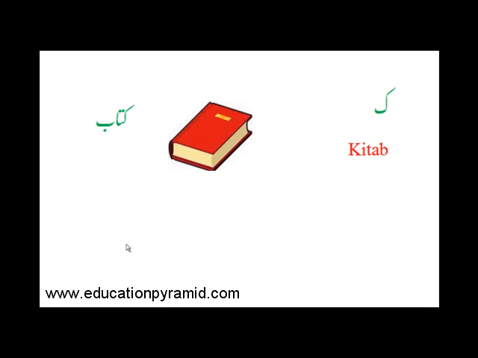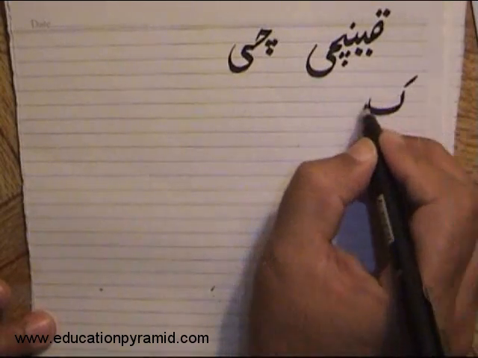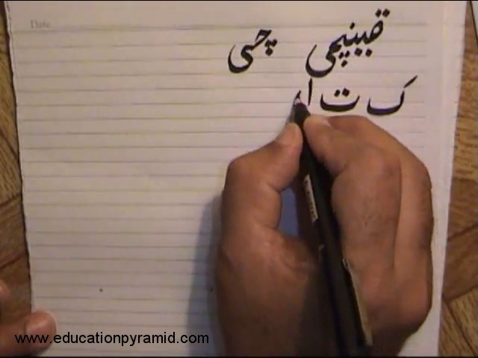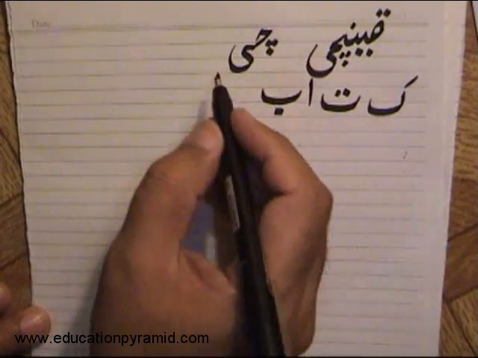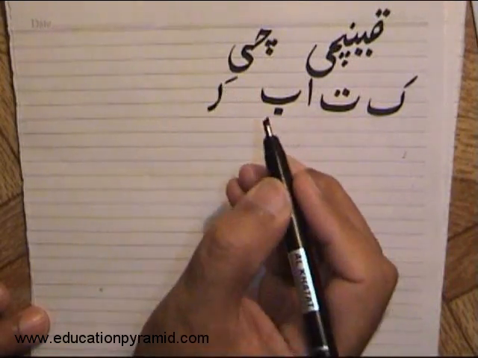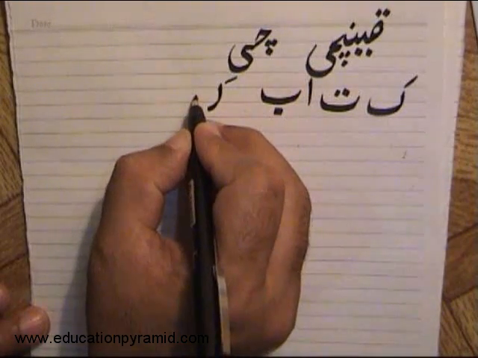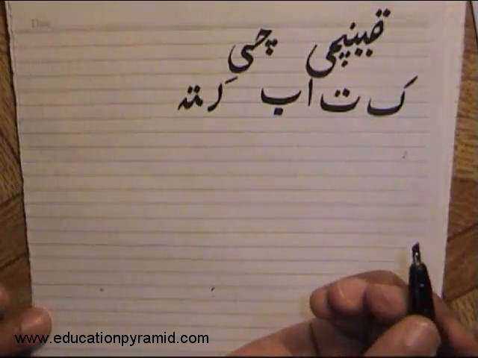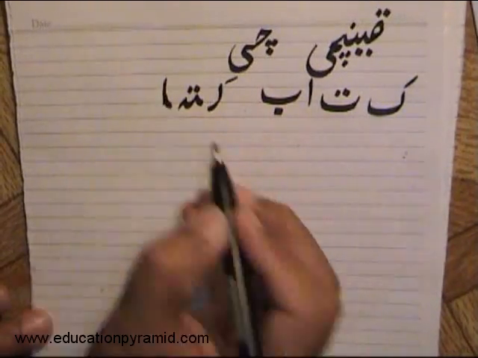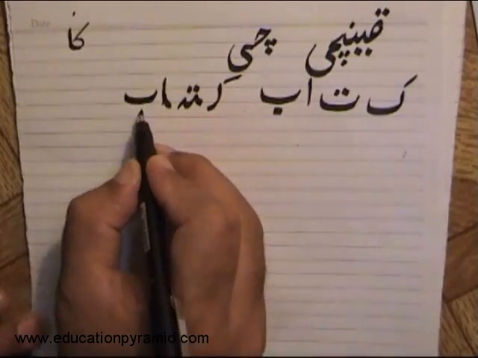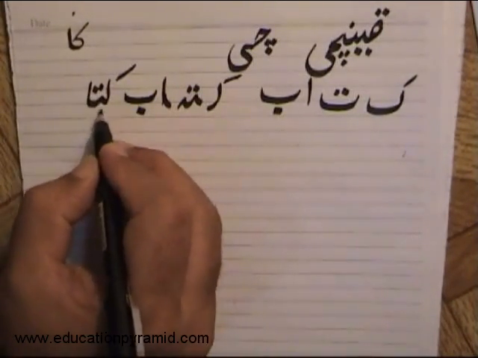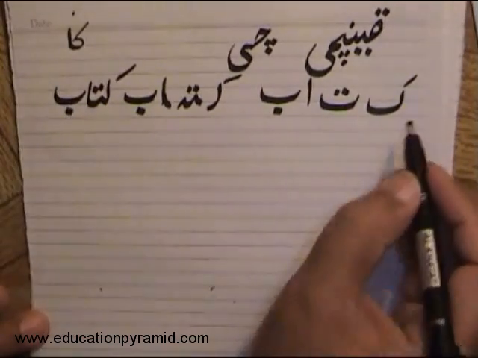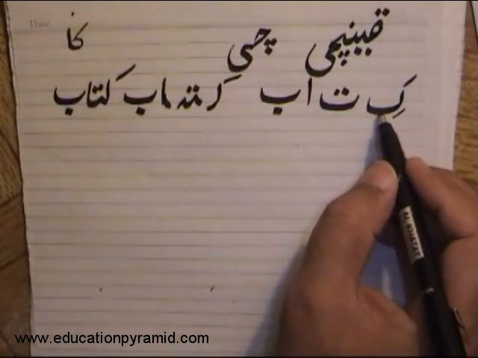Kaf, kitab, book. Kaf, te, alif and be. So kaf and te are connectors. So this is the initial position of kaf, and then we have te in the middle position, and then alif, and then be in the final position. So kitab is written like this: kaf, te, alif, be, kitab. Actually this is kaf with zer, the ki sound. Kitab.